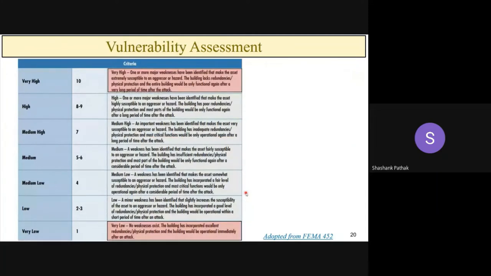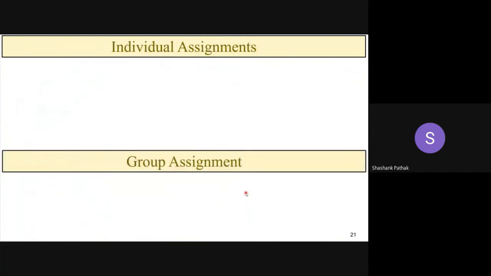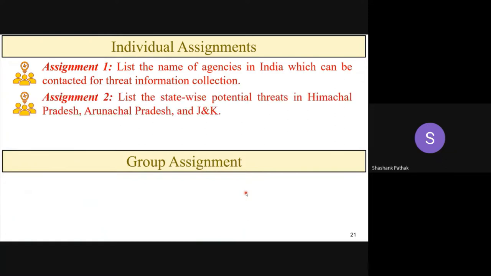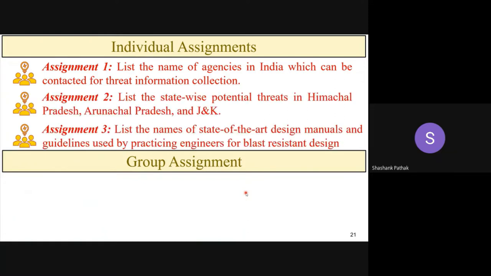Vulnerability, I've explained. There was an individual assignment that you were supposed to submit. Now you can submit it after this lecture, and I will grade it and enter it into your mark sheet. So for these three assignments, first, you have to list the names of agencies in India which can be contacted for threat information collection. So from where we can collect the threat information, you have to write the list of agencies. That's it. And second, list the state-wise potential threats in Himachal, in Arunachal and in J&K.